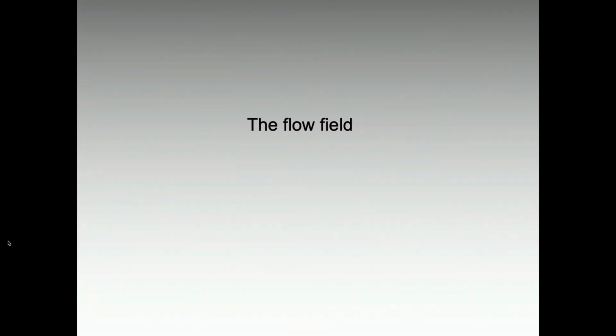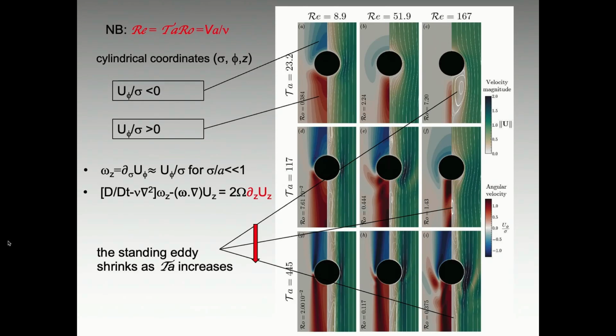Some words about the flow field in this problem. What you see on this slide are nine configurations. The Reynolds number is increasing from left to right, and the Taylor number is increasing from top to bottom. In each panel, what you see on the left part is the angular velocity, whereas on the right part of the panel, you see the norm of the velocity.